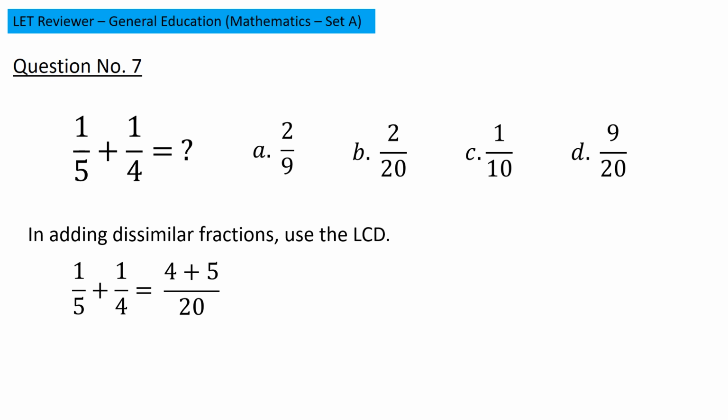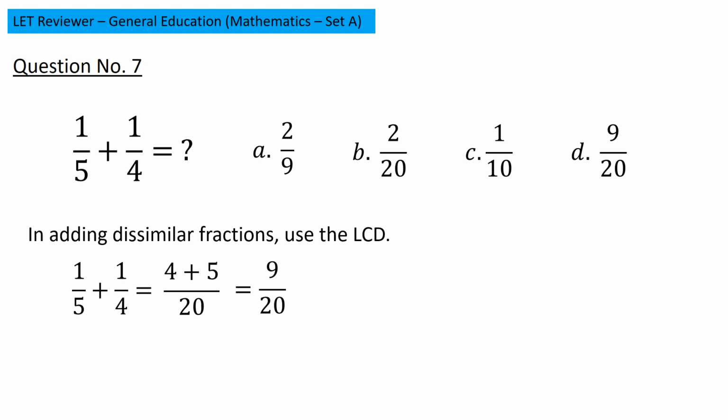And then multiply that by the numerator ng fraction na yon, 1. So you will have 4. And then the operation plus 20, this time divided by the second denominator 4, that is 5, times its numerator 1, and that will give us again 5. So, napunta ngayon sa numerator natin yung dalawang sagot natin na 4 and 5. So, 4 plus 5 all over 20, that will give us an answer of 9 over 20.